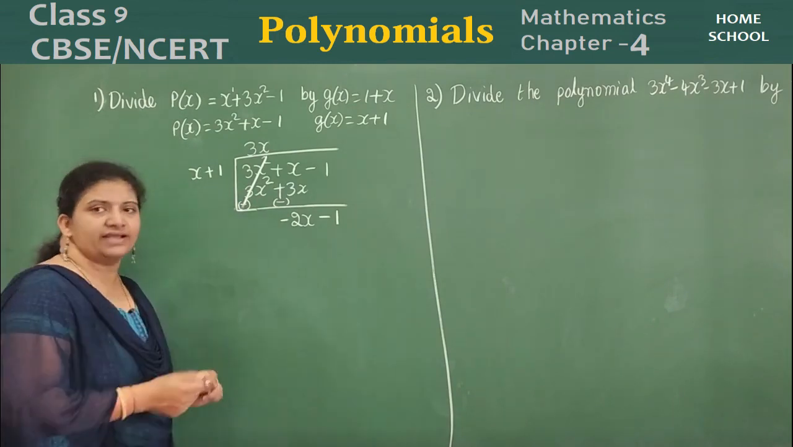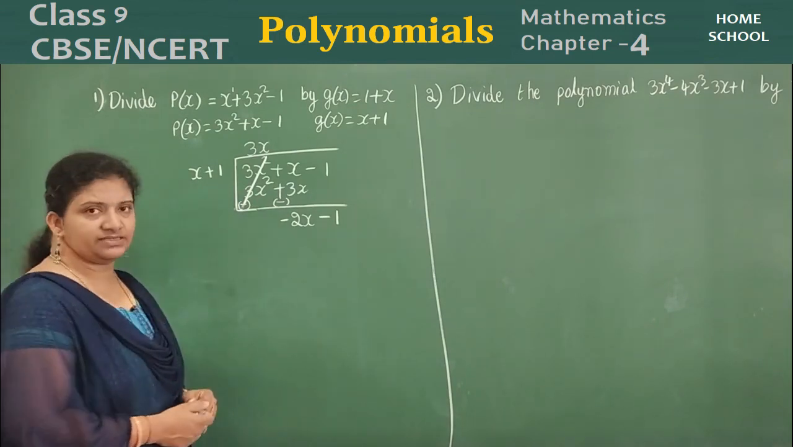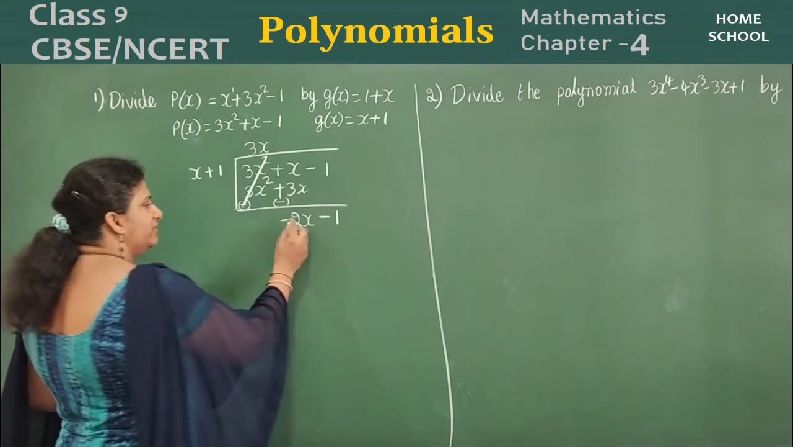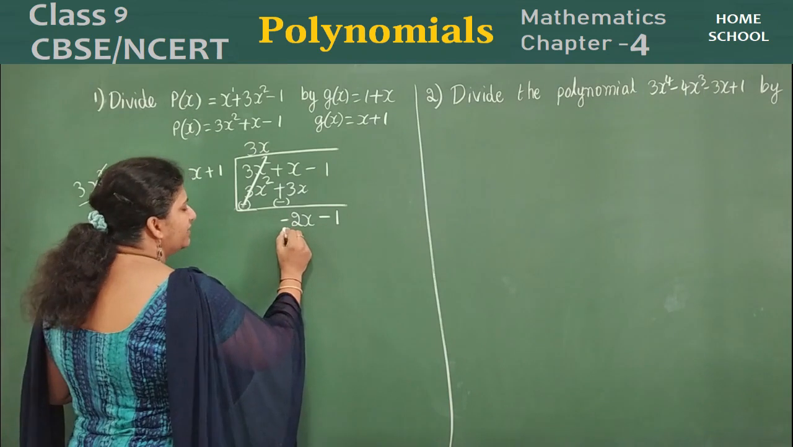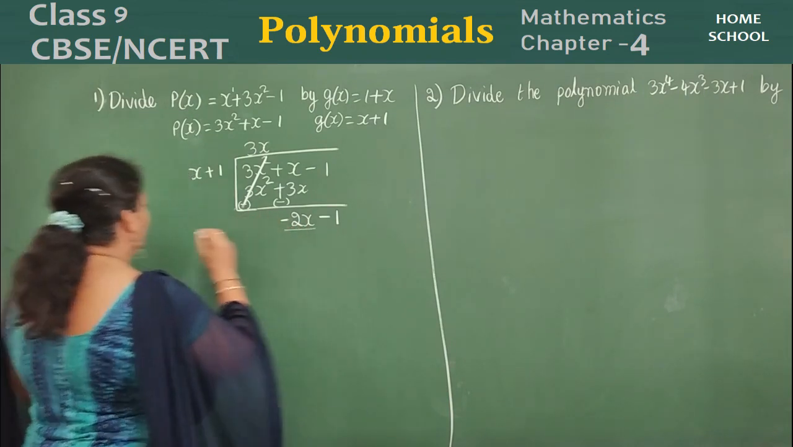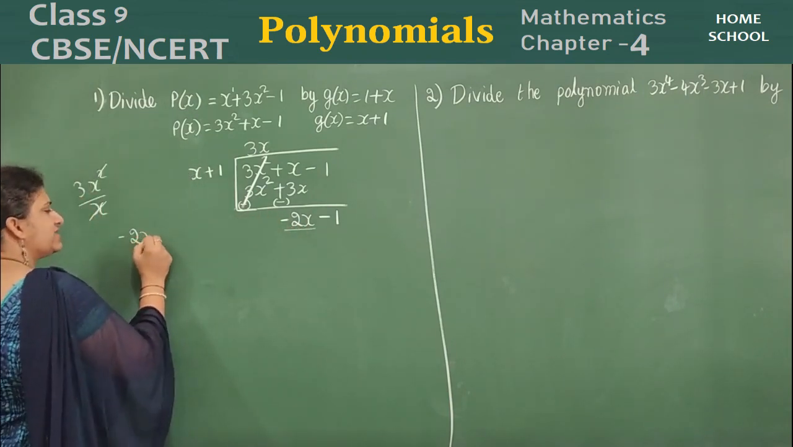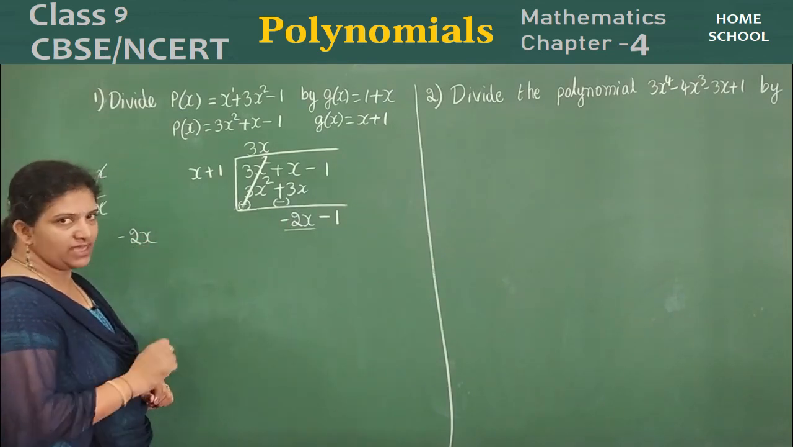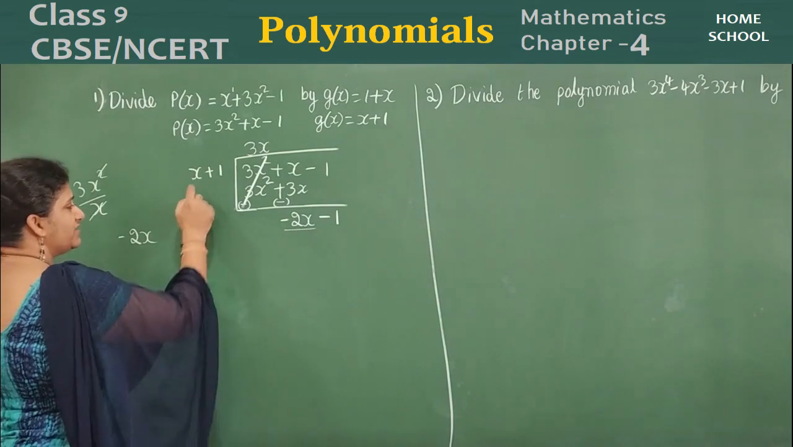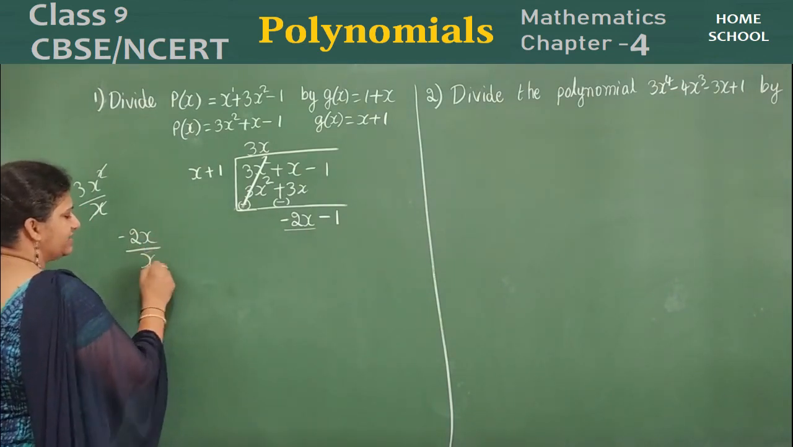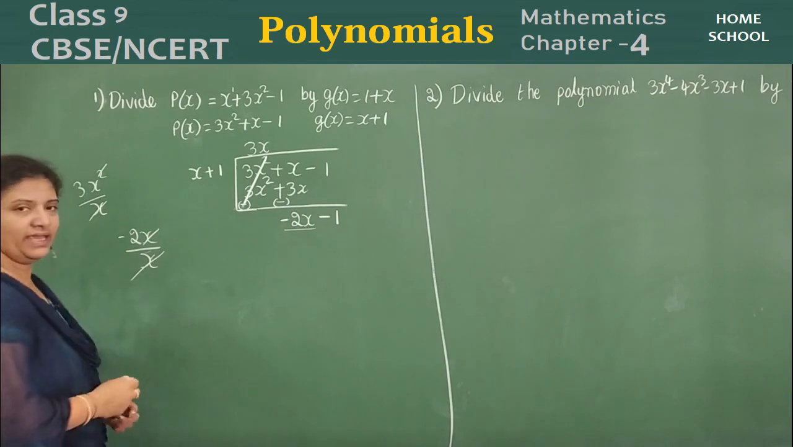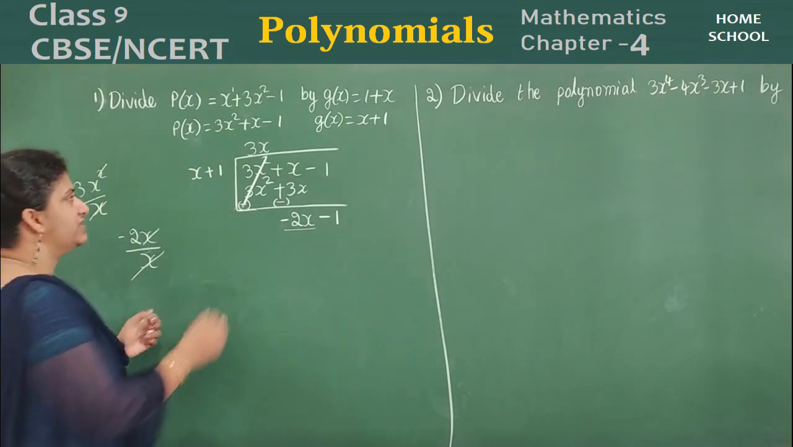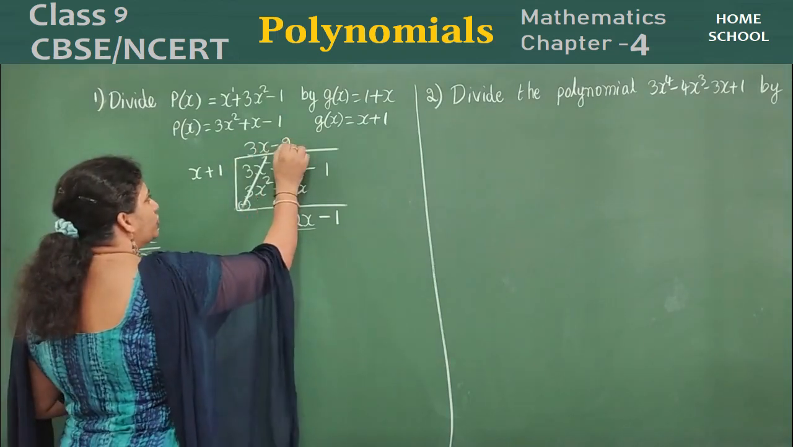Now, what is your next step? First step is completed. What about your second step? Again, you feel this is a dividend. The first term, take here minus 2x along with the sign. Whatever sign you have, you carry with the sign. Then what is your divisor first term? x. This x will be cancelled. What you are left with? Minus 2.